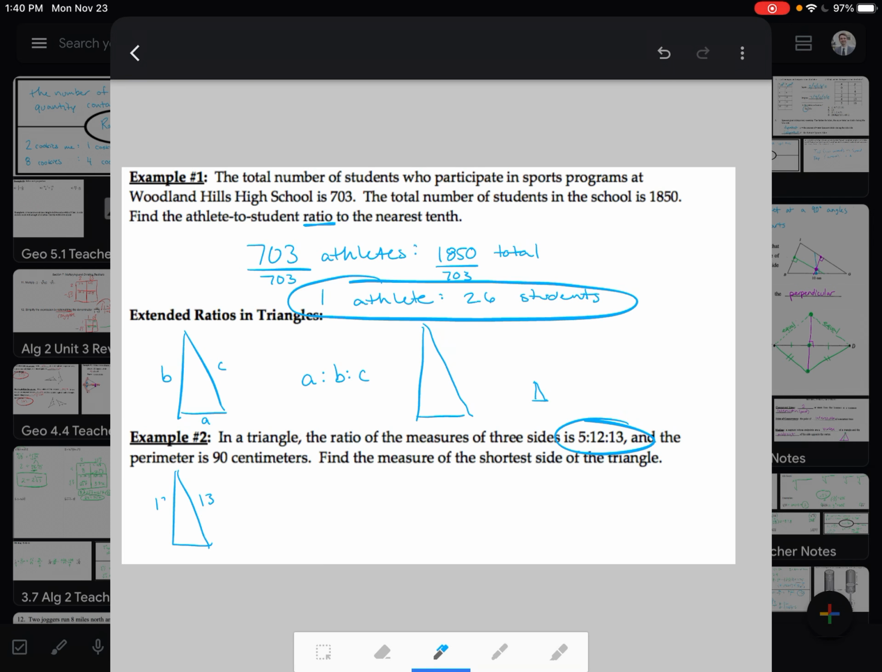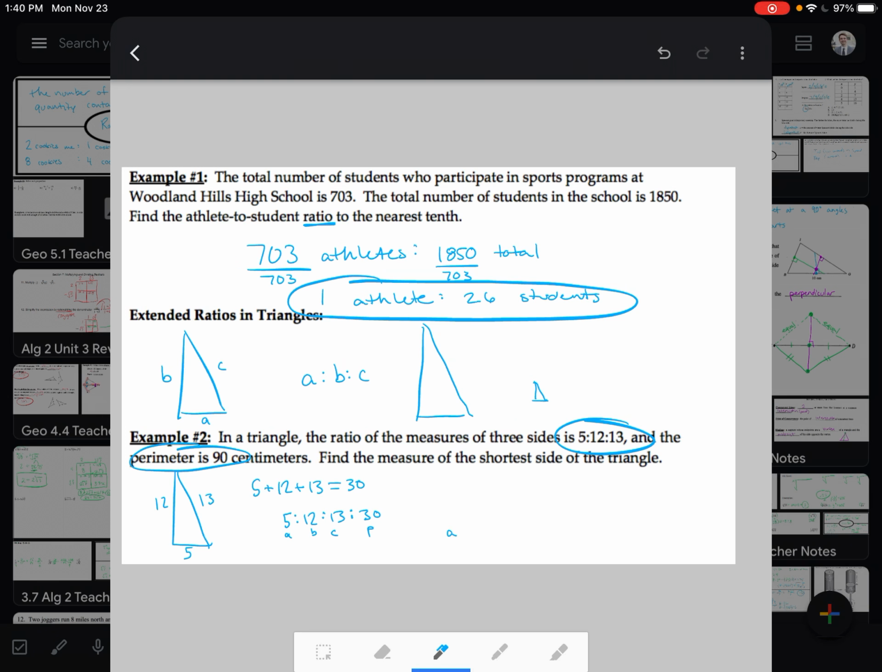Long side is 13, intermediate side is 12, and our smallest side is 5. And they're telling us that the perimeter is 90 centimeters. Well, let's pause and see if that's what we just drew. For perimeter, we add up all of the sides, 5, 12, and 13, that actually gets us 30. So we know that that's not the case. So our ratio of this triangle is 5 to 12 to 13 for our sides, and our perimeter is 30.